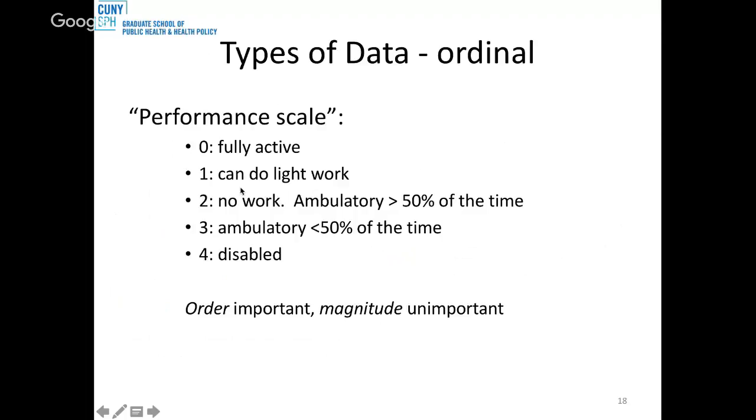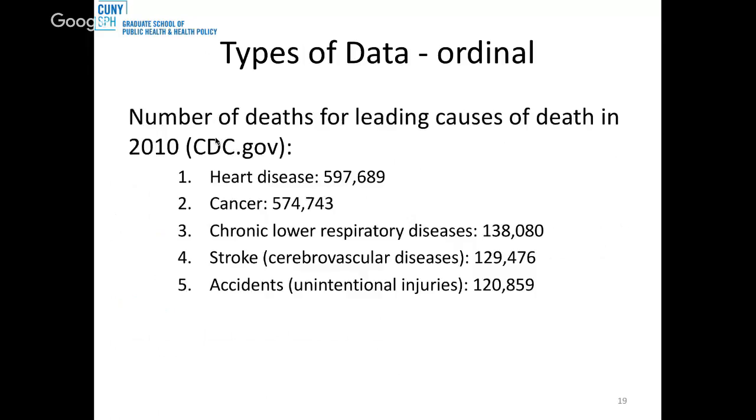The difference between 0 and 1 is not the same thing as the difference between 3 and 4. The difference between being fully active and can do light work is not the same thing as the difference between being ambulatory less than half the time or disabled. And one important type of ordinal data are rank data, such as the position of finishing a race or something like that.